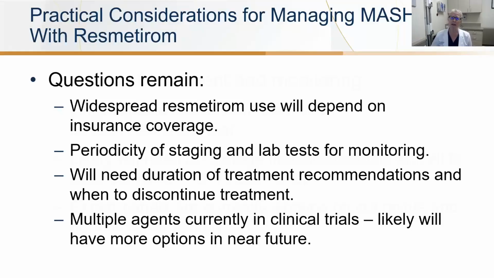We need duration of treatment recommendations, you know, when to discontinue the treatment, and then multiple agents are currently in clinical trials. Likely, we're looking at having some more options in the future, which is going to be very exciting for this classification of patients. I think there is interval testing that we do for this. We want to make sure that when you prescribe the medication, prior to it, you're having a lipid panel. Remember, this is a thyroid receptor agonist, so you want to order a TSH. Make sure that the patient doesn't have an uncovered thyroid abnormality prior to starting the medication, and then check the liver enzymes as well.